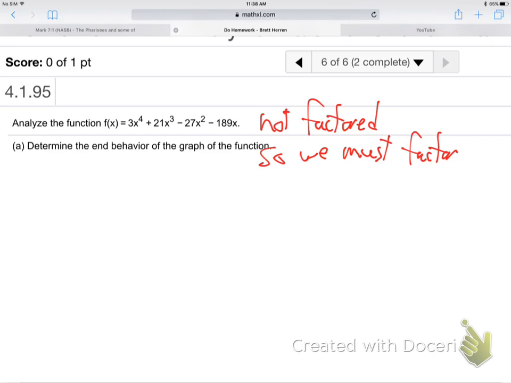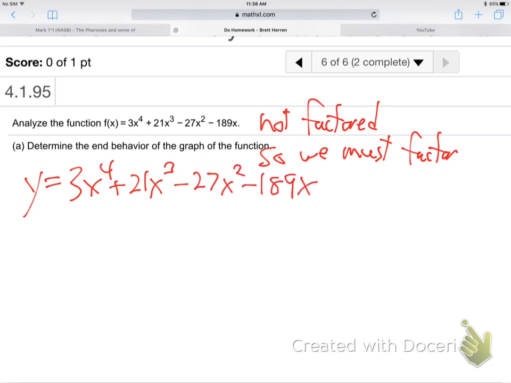Do you remember how you factor? This is F of X, Y equals. How do you factor when you've got like 4 terms? Take out a 3 and an X. Yeah. First step, they all have 3 in common, don't they? Good job. 3 and X. That's right. 3 and X.